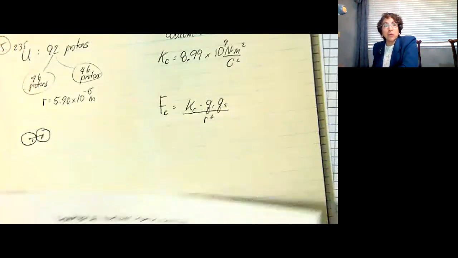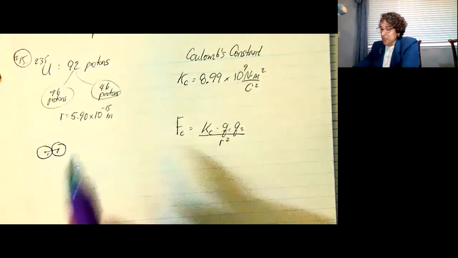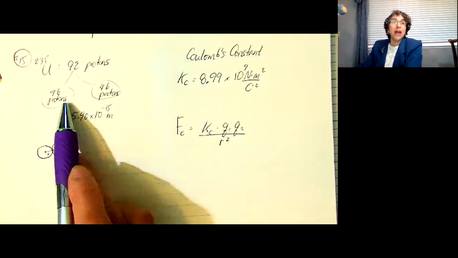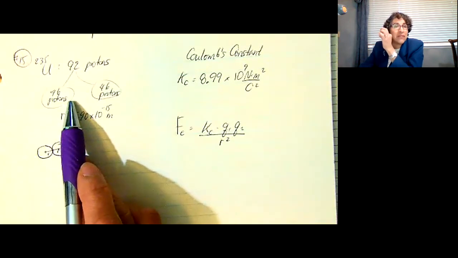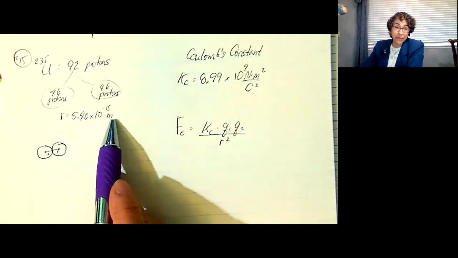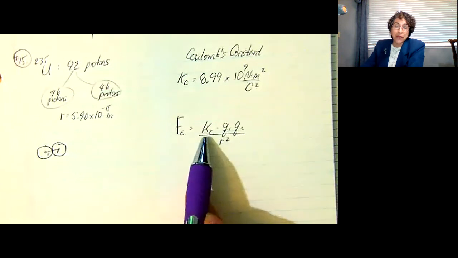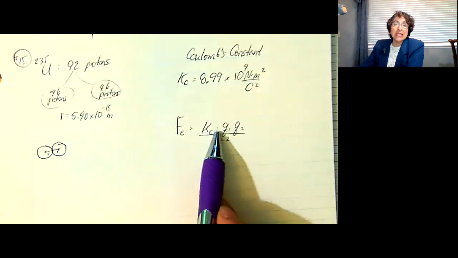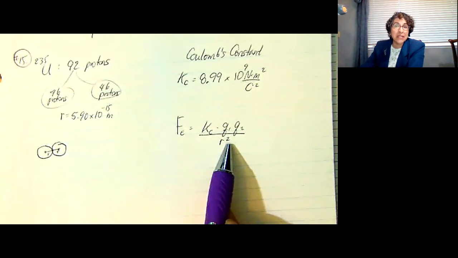All right, so here's what I wrote down for us for this problem. I've got uranium, 92 protons, and it's separated into two spheres. Each of them has 46 protons. And they say the radius, now they're talking about the radius of each of the protons, is 5.9 times 10 to the negative 15 meters. So here's our equation: the Coulomb constant, which I wrote here, 8.99 times 10 to the 9th, times the charge of one times the charge of another, divided by the distance between them.